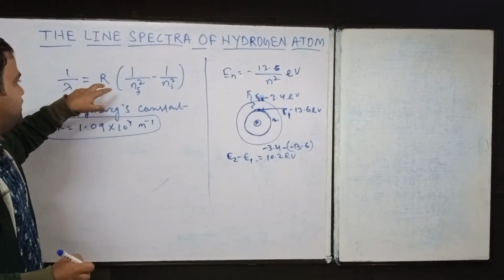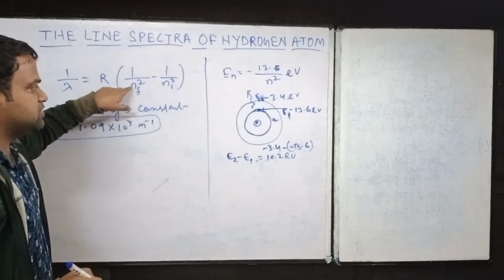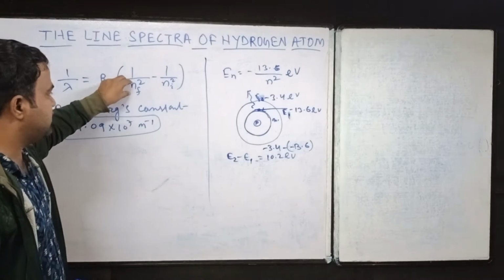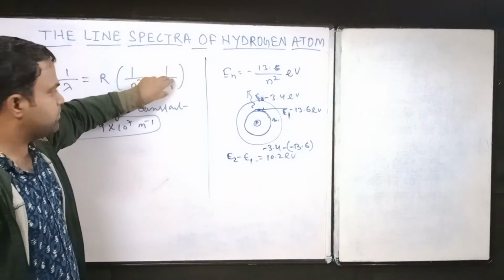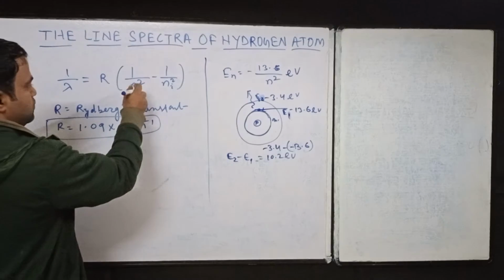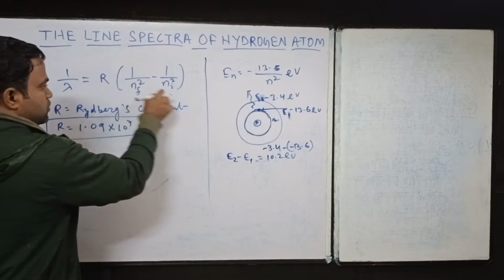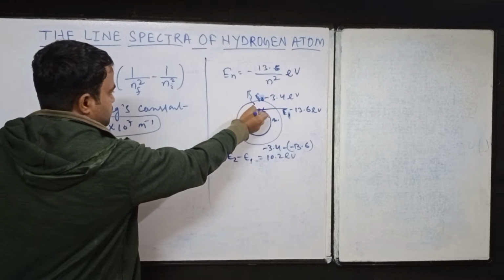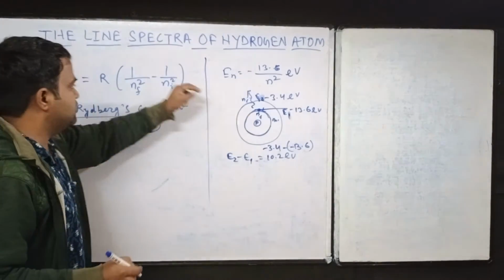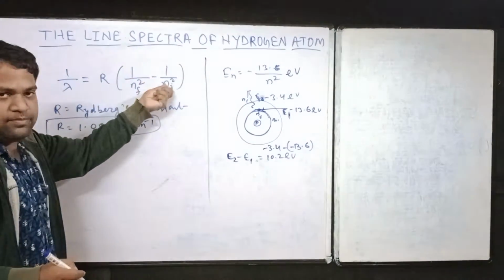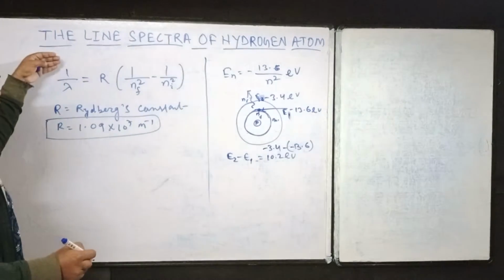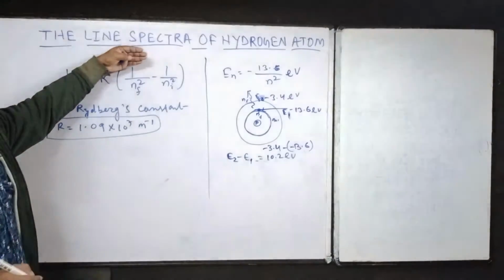The interesting thing is that nf and ni mean the final and initial shells between which it is jumping, right? So from the nth shell, suppose the third shell to the second shell, it is jumping. So this is the final one, it is jumping to this one, so this will be your nf shell, this is your ni, right? Say this is 2, this is let's say 1. So you can put in the values of n. R is the constant, so you will get 1 upon lambda, or you can find lambda as its reciprocal.